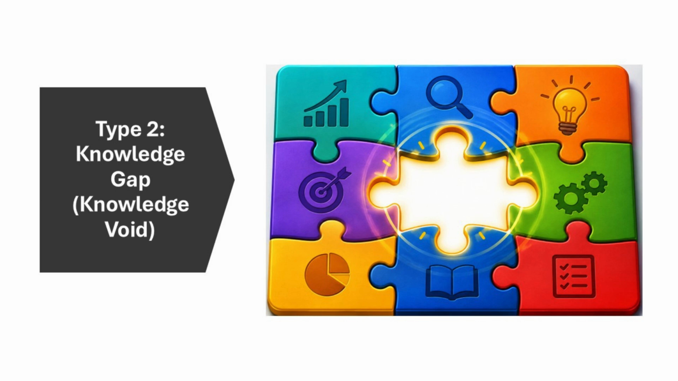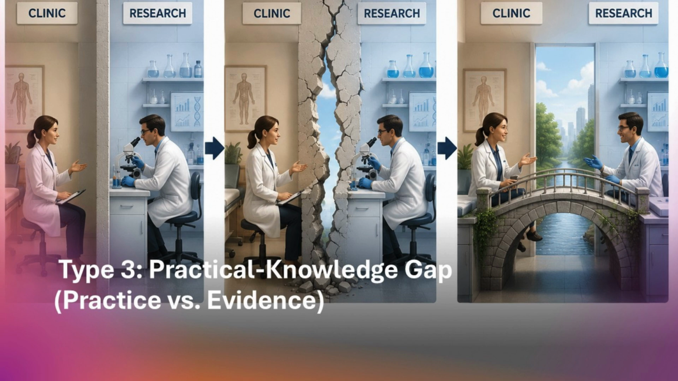Let me give you a pro tip: knowledge gaps often sit at the boundaries between 2 fields that rarely talk to each other. Type 3. Practical knowledge gap. This is the gap between what research says and what clinicians actually do. Prosthodontic example: the literature clearly recommends regular recall and maintenance visits for implant-supported prostheses.